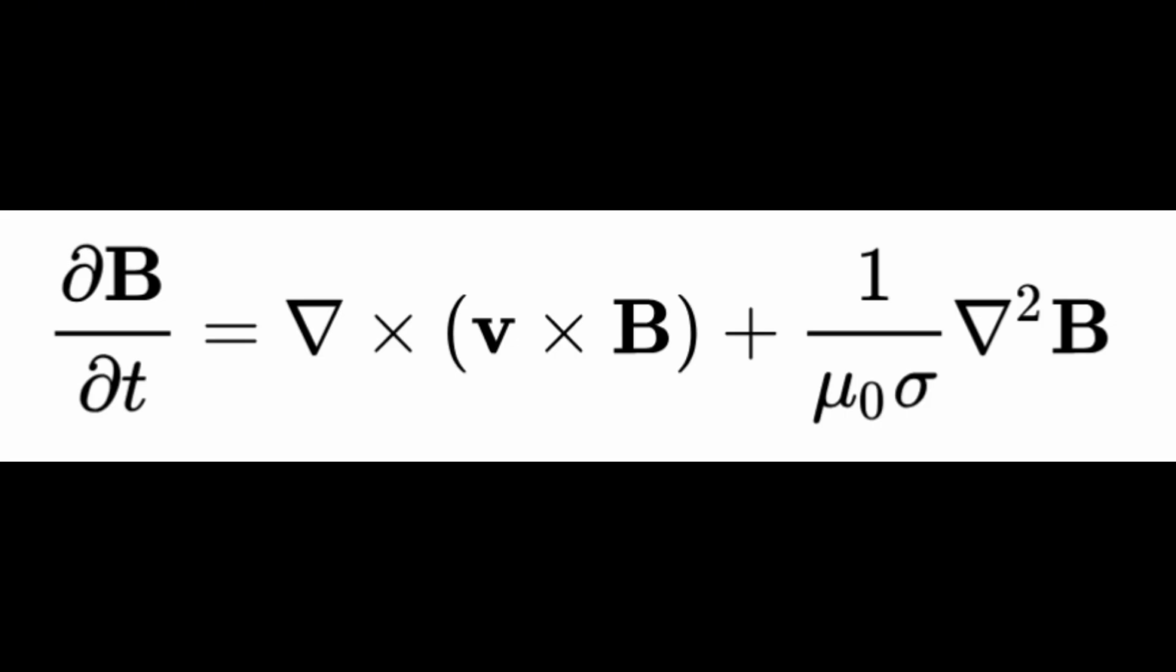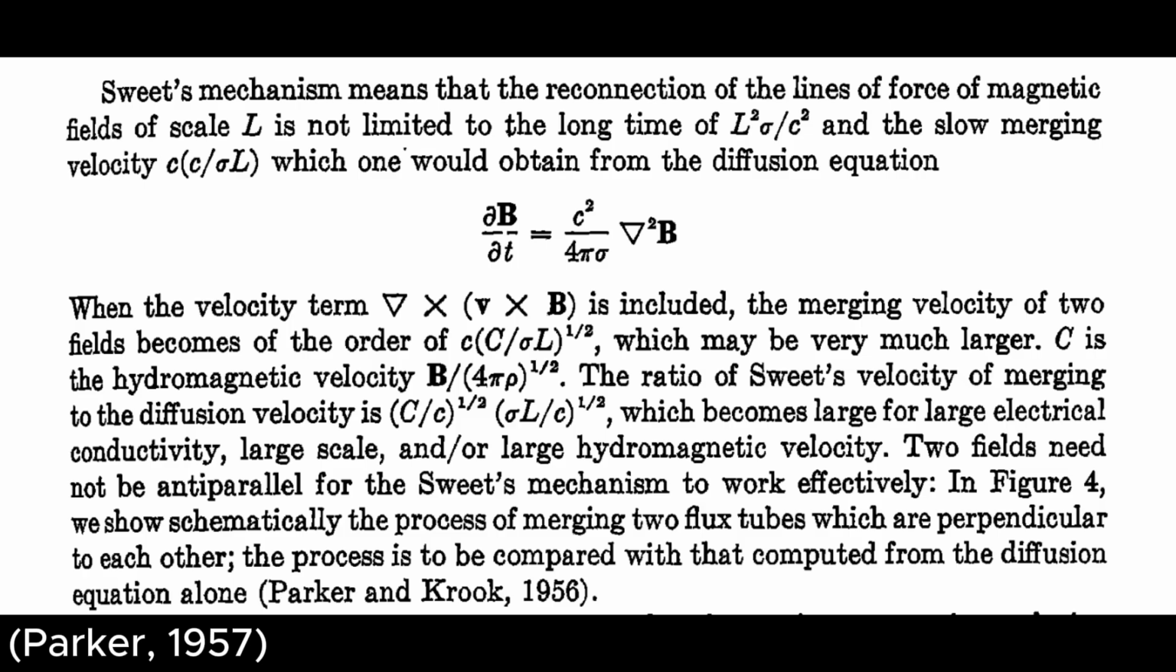Using this equation, we can find an expression for the reconnection rate, which ends up being dependent on both the length of the diffusion region and the conductivity of the plasma itself. In the sun, for example, the estimated reconnection rate would be somewhere around 1/millionth of the Alfvén speed. Let's take a look at the actual value.